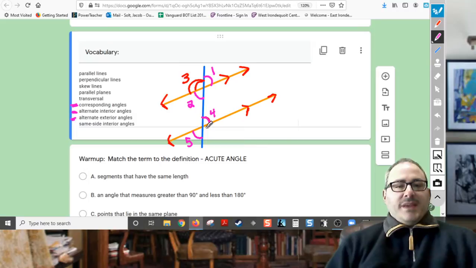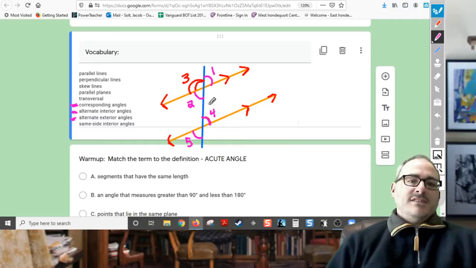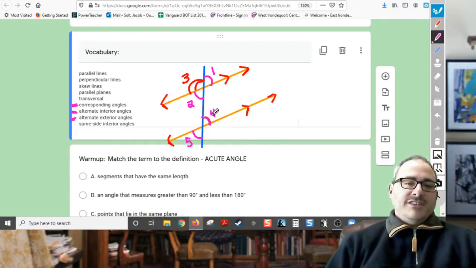They're alternate because they're on alternate sides of the transversal. They're on alternate sides of this blue line here, the transversal. They're exterior because they're exterior where the two parallel lines are. So just like these are interior, alternate interior angles, these angle 1 and angle 5 are alternate exterior angles. All right?